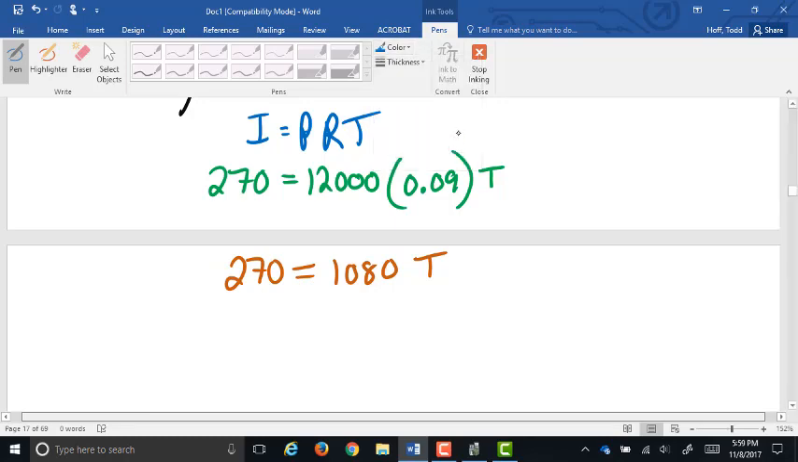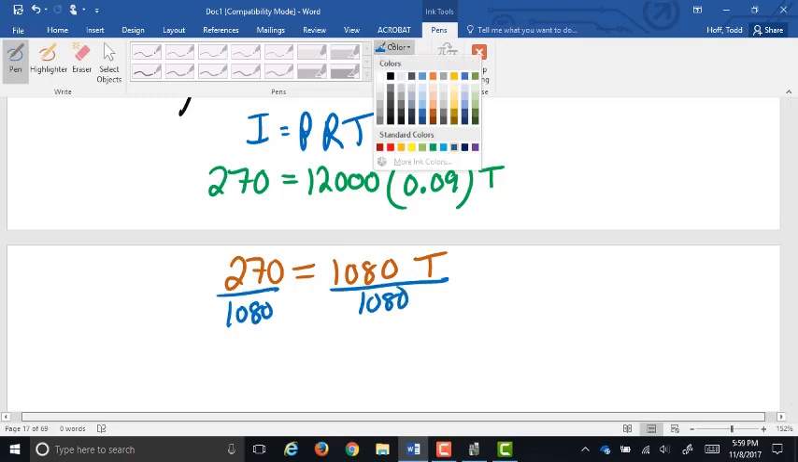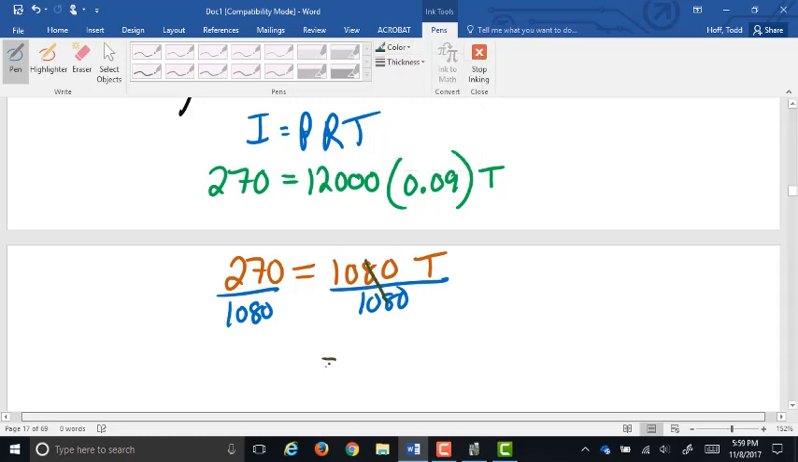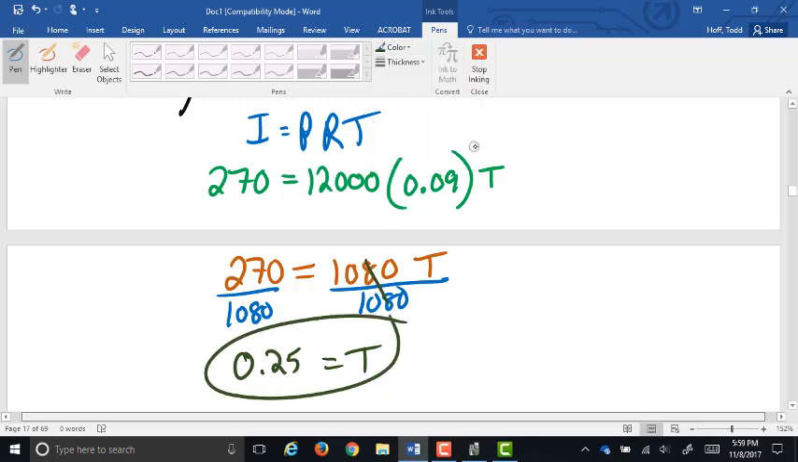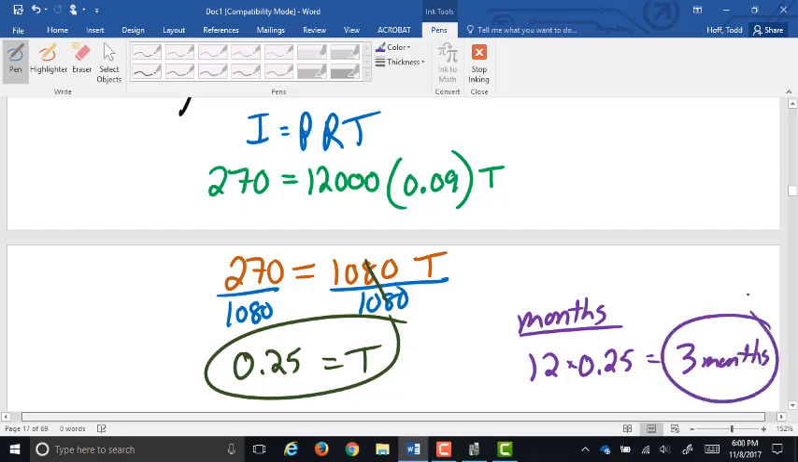Then what? Divide by 1,080. We get T equals 0.25. What does that mean? A quarter of a year. If we wanted it in months, how would we find that? There's 12 months in a year times 0.25 would be 3 months. Does that make sense? Okay, we'll pause for you. No problem.